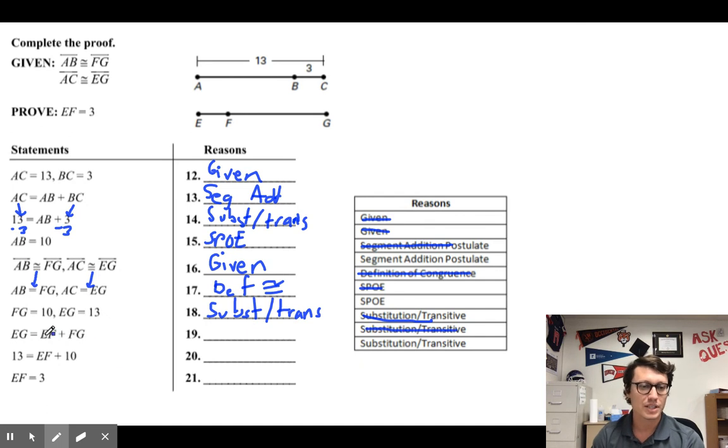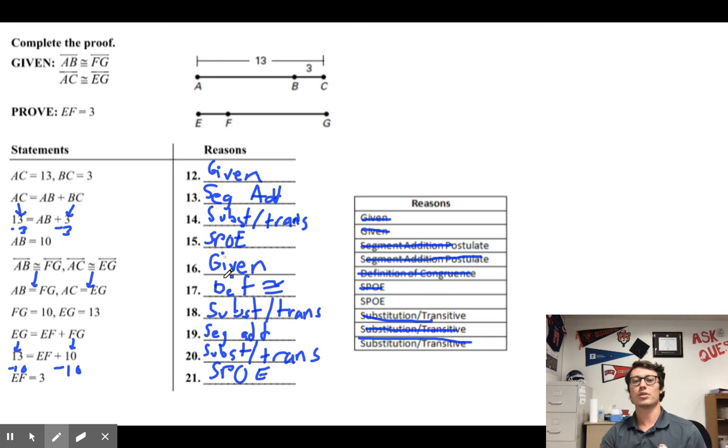Okay, there. EG equals EF plus FG. So EG, the entire big segment, is made up of EF plus FG. So we are adding segments, which means it's segment addition property. We cancel that out. Now, since we said that EG equals 13, we're replacing. Since we said that FG equals 10, we're replacing. So that there is also substitution or transitive property. We've used that, which leaves us with only one more. But again, we can also tell if we have an equation to get rid of 10, we subtract 10 from both sides. That is SPOE.